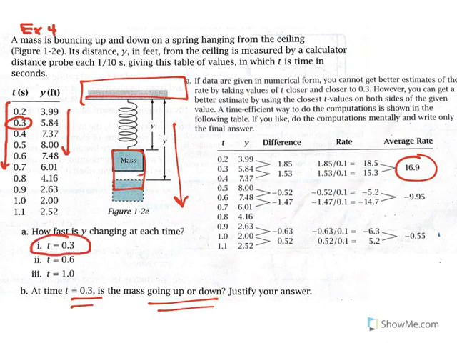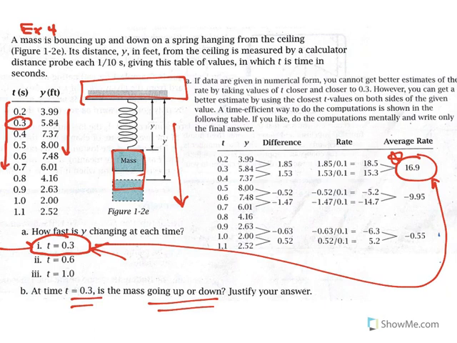You can also justify this by looking at our approximation for the instantaneous rate of change of the distance from the ceiling with respect to time at time equal to 0.3 seconds, which is about 16.9 feet per second. And because this is a positive quantity, that means the distance from the ceiling is increasing at an approximate rate of 16.9 feet per second at this instant in time. And because that distance is increasing, the mass would be going down.